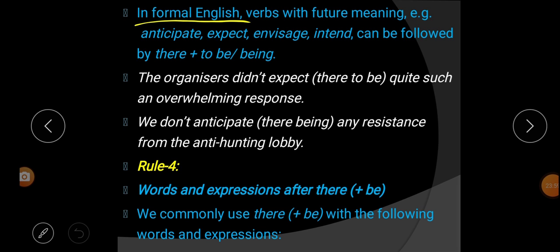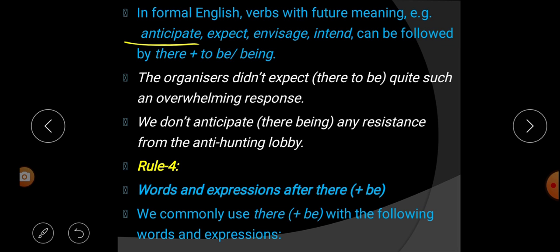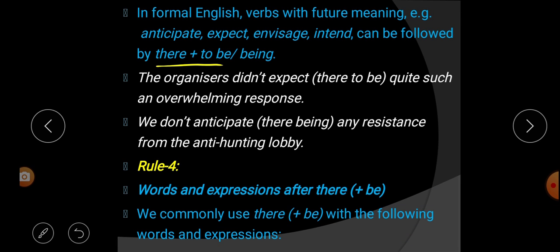Next, in formal English, verbs with future meaning, for example anticipate, expect, envisage, intend, can be followed by there plus to be or being. That means in formal English, the verbs having future meaning, some examples being anticipate, expect, envisage, intend, can be followed by what? There plus to be or there plus being.